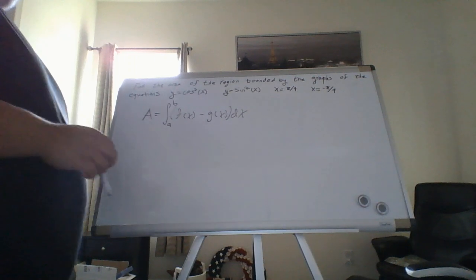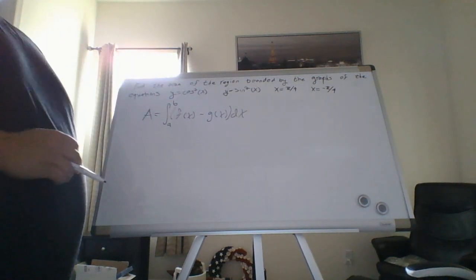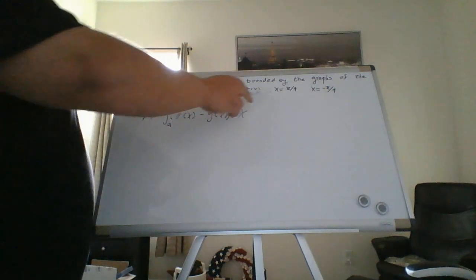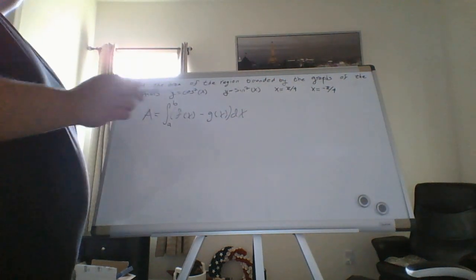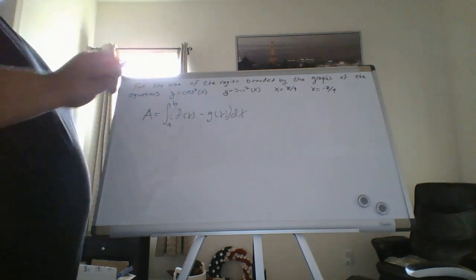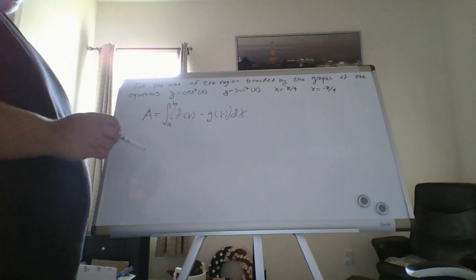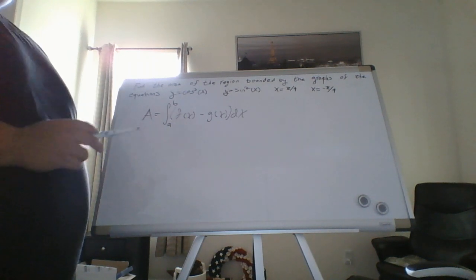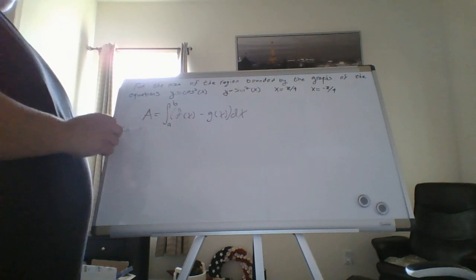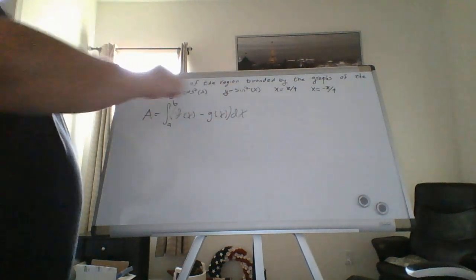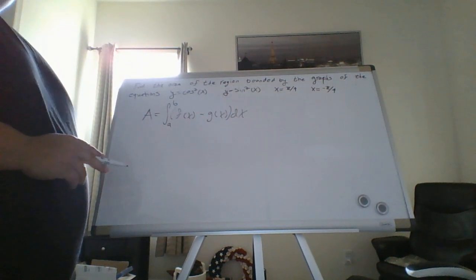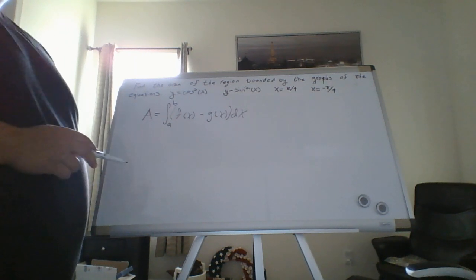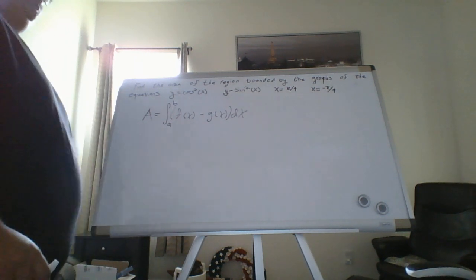So what we have here is y equals cosine squared of x and y equals sine squared of x, and we have two boundaries, pi over 4 and negative pi over 4. If you want to solve for the region between these two boundaries, you're going to need to know this formula. This formula right here is the area formula for the region between two boundaries.